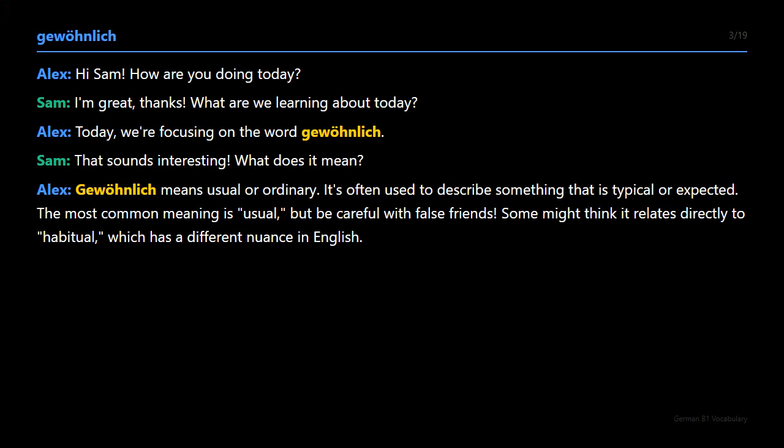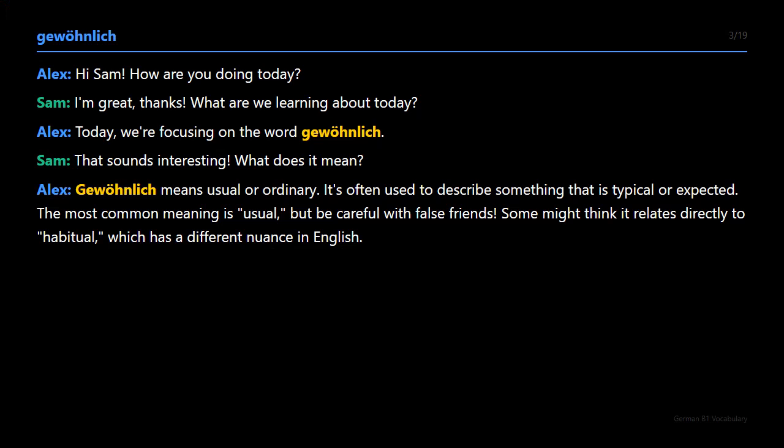Today, we're focusing on the word gewöhnlich. That sounds interesting. What does it mean? Gewöhnlich means usual or ordinary. It's often used to describe something that is typical or expected. The most common meaning is usual, but be careful with false friends. Some might think it relates directly to habitual, which has a different nuance in English.